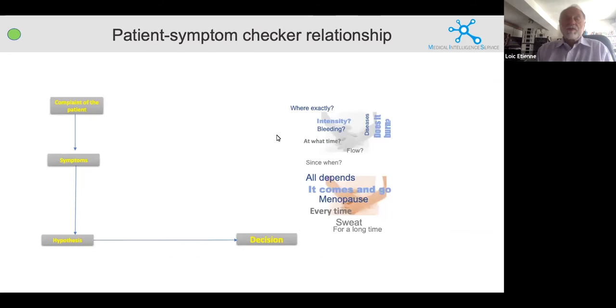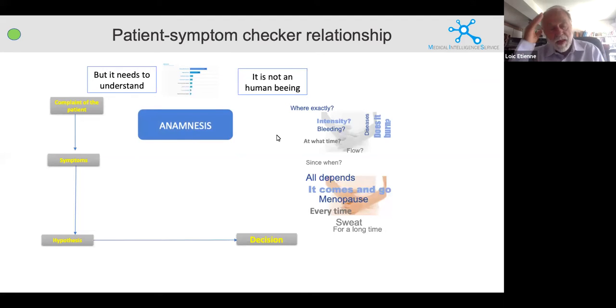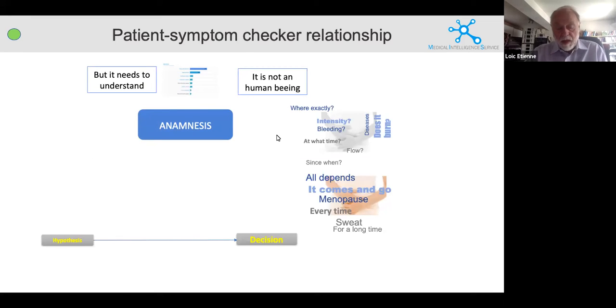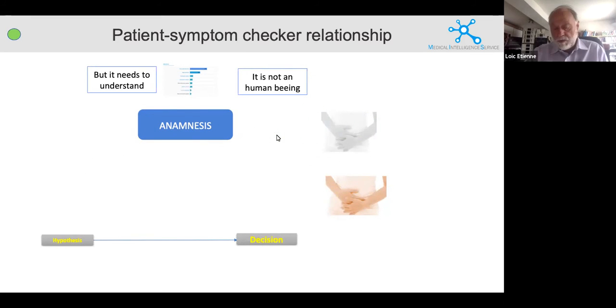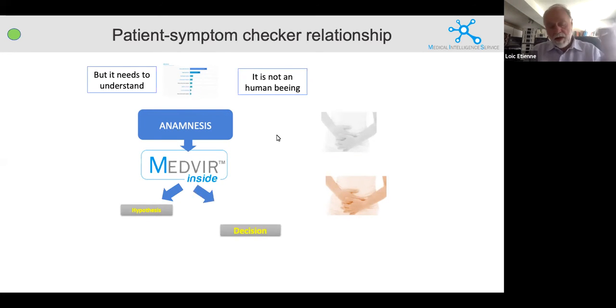For a symptom checker like MedVir, it is still difficult because it is not a human being, but it needs to understand the problem. So determining a good history is essential. All data are entered into the machine by the patient or by a nurse, and MedVir gives a hypothesis and a decision: consult a doctor, go to the hospital, take some medicine, or stay at home.